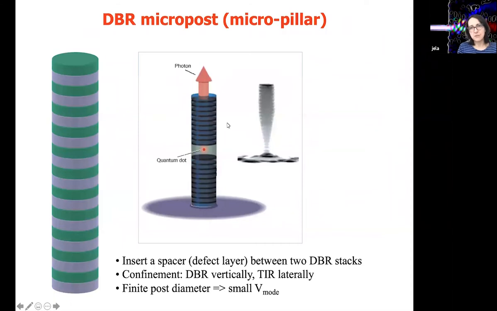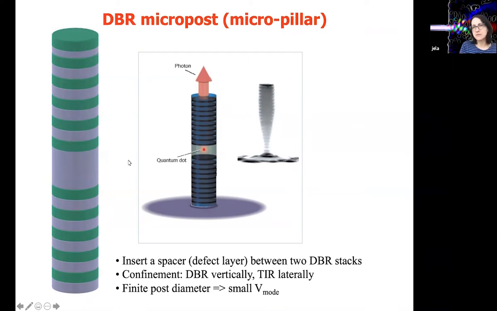So let's start with DBR micropillar cavities, or DBR micropost cavities. These are cavities that you analyzed in your homework that employ distributed Bragg reflection in one dimension and total internal reflection in the remaining two dimensions. You basically have two distributed Bragg reflectors grown by molecular beam epitaxy, and some kind of spacer region at the center where you would support a confined electric field. And of course, you have to confine the structure laterally. So you typically etch these cylindrical shapes, and in these horizontal directions, you confine by total internal reflection.